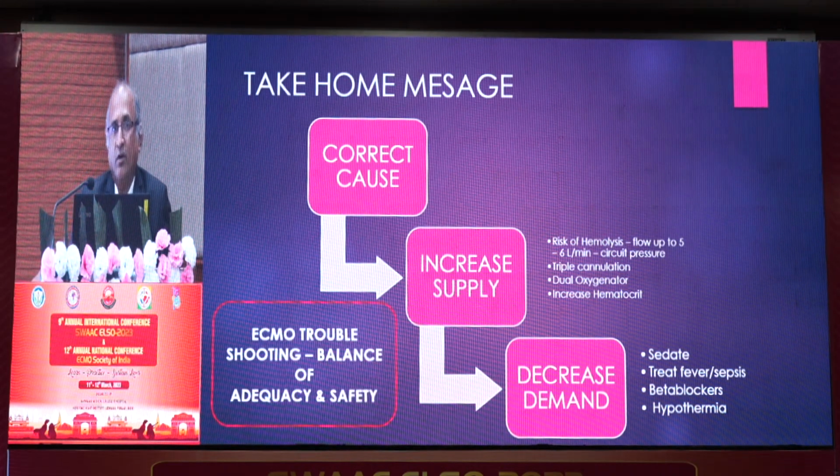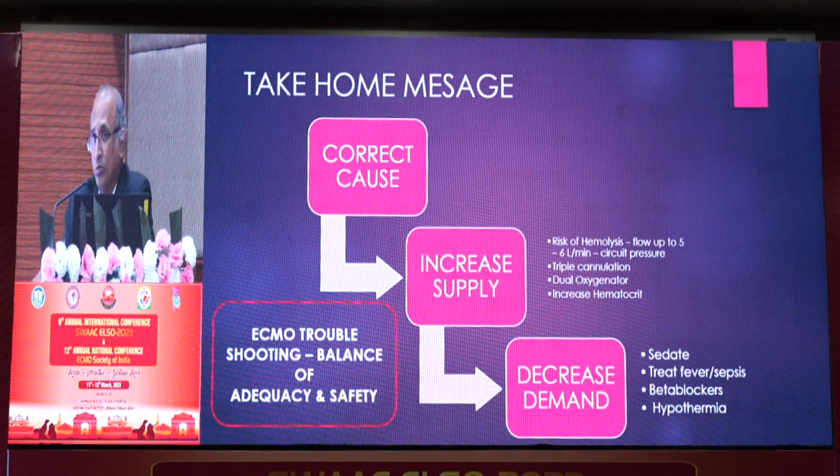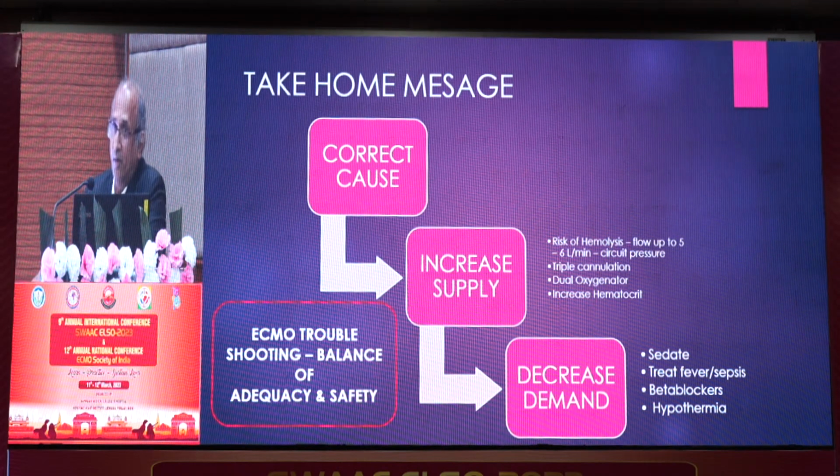Most important, while you are troubleshooting the ECMO, you have to balance the adequacy as well as safety. Many a time you find that you can go up on the flow, you still have a margin to go up on the flow, you have margin to give blood. So you have to find out what is going to be more adequate and what is going to be safer. You have multiple options to improve the oxygenation, you can give the blood, but then you have to balance what is going to be more beneficial and what is going to be less risky. So you have to attempt that.